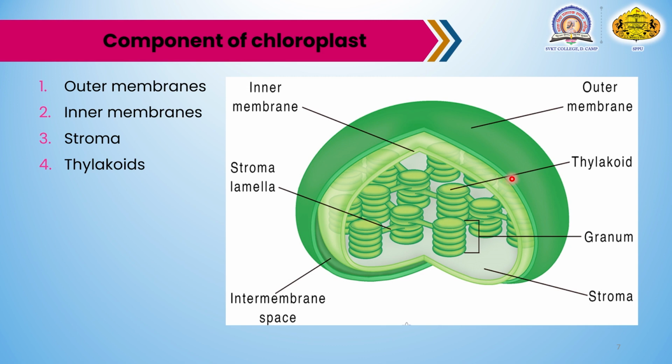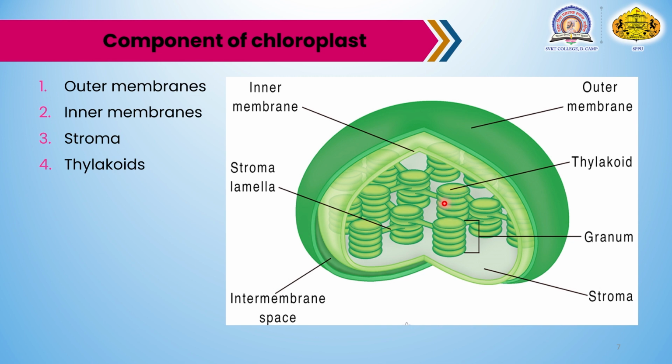Coming to the thylakoid. The thylakoid is a collection of membranous sacs, called the thylakoids, and it is suspended in the stroma portion. These thylakoid membranes are suspended in the stroma portion, and mainly the chlorophyll pigments are found in this thylakoid membrane.